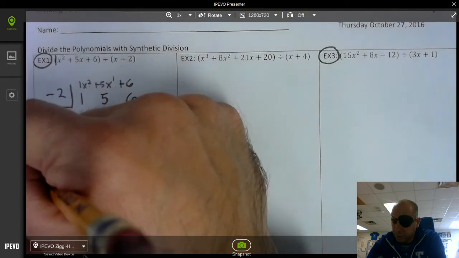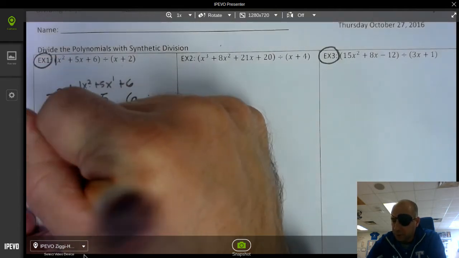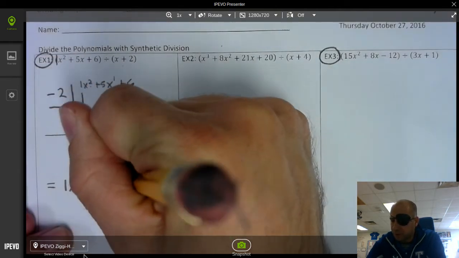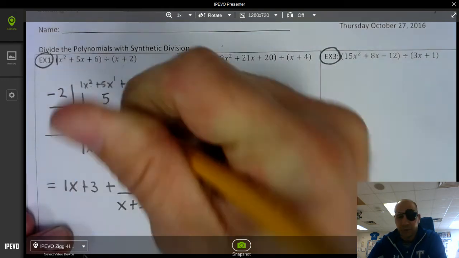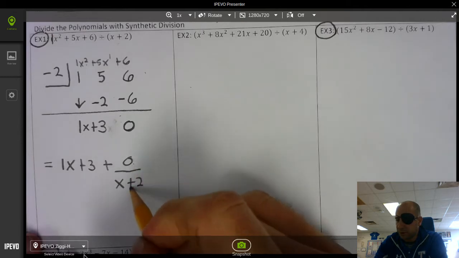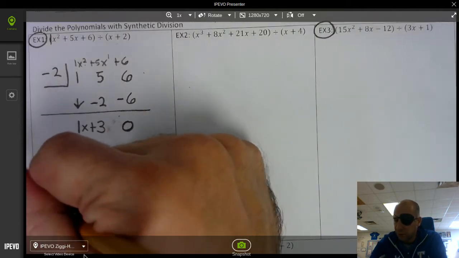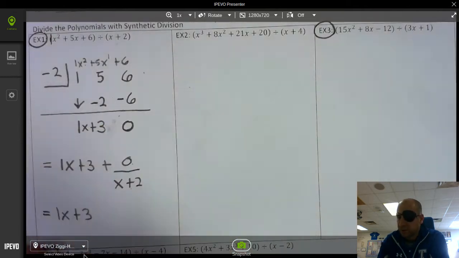So that equals 1x plus 3 plus 0 divided by x plus 2. But you know 0 divided by this is 0, so it's just 1x plus 3.